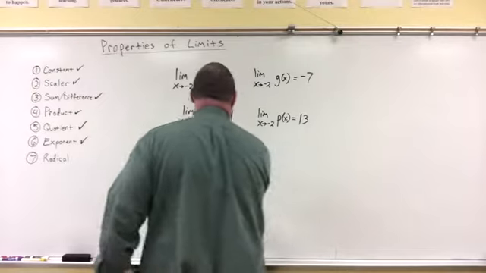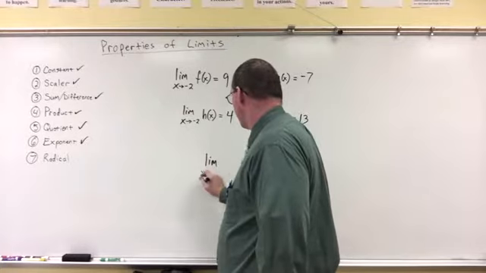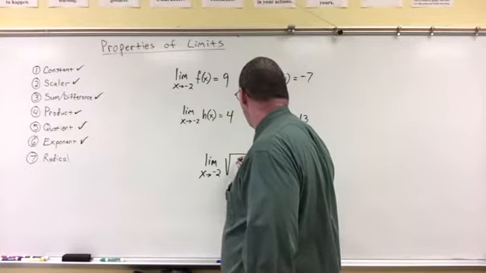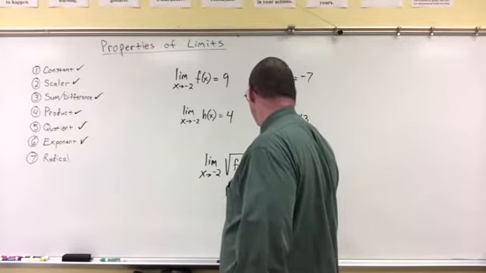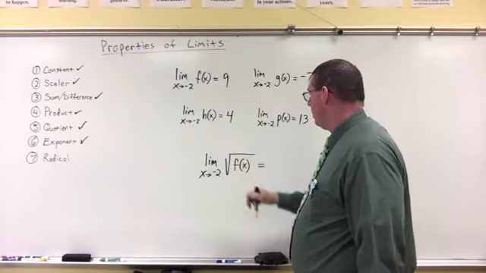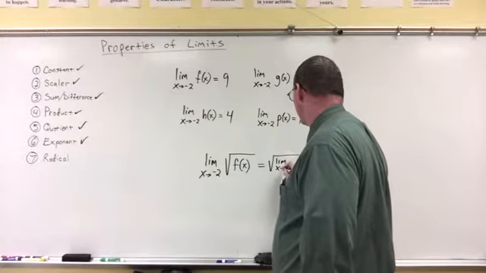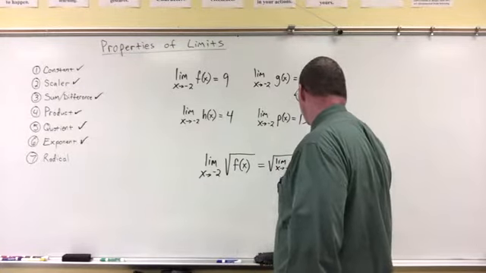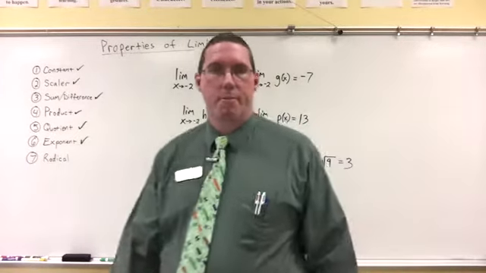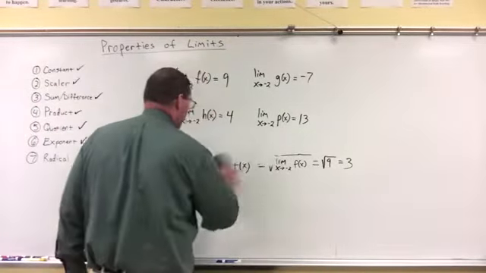Let's do just a couple more examples here. Let's say, what is the limit as x approaches negative 2 of the square root of f of x? Well, the limit of a radical of a function is the same as the radical of the limit of the function. So this is simply going to be the square root of the limit as x approaches negative 2 of f of x, which we look up here and we see that it's 9. So really it's just the square root of 9, so the answer is 3. That is the radical property of limits.